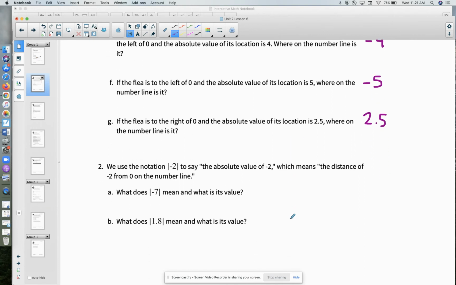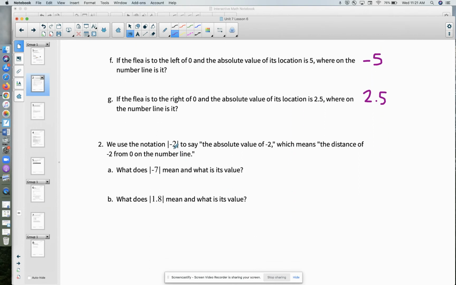Okay? Now we use this notation, this symbol here, to say the absolute value of -2. That's what that means, the absolute value of -2. And then what's the absolute value of -2? 2. Right. So try to answer A and B. What does that mean, and what is the value? What does 1.8 mean, and what is the value? Go ahead and pause it when you're ready. Unpause it and see what my answers are.